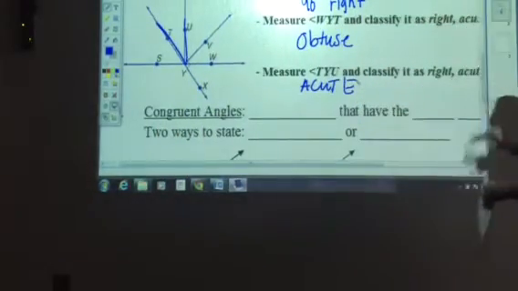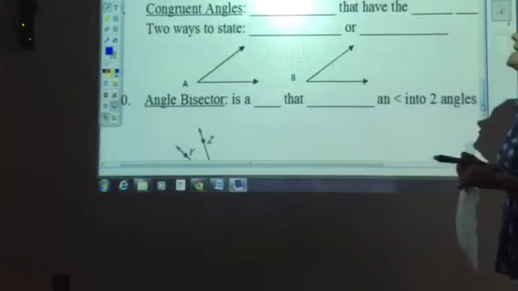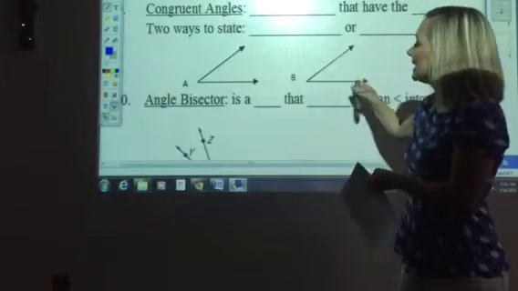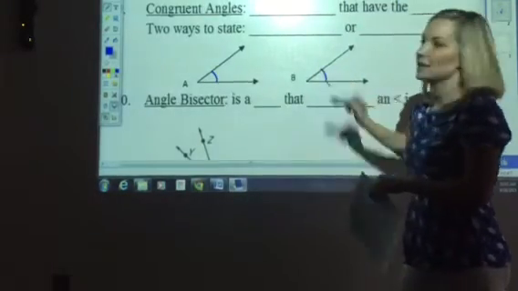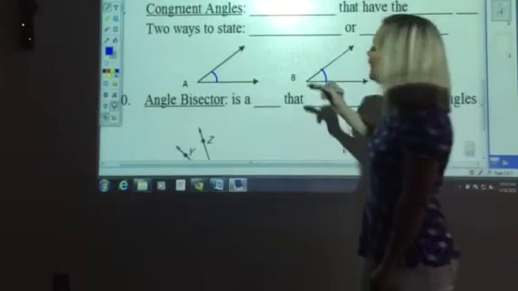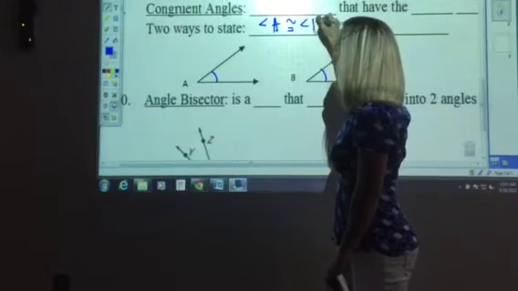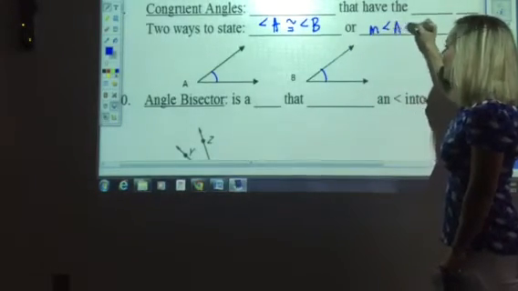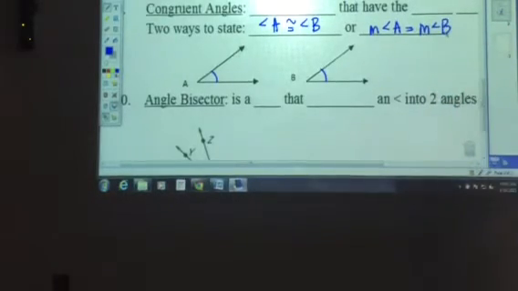Okay? All right, next we're going to talk about congruent angles. Two angles that have the same measure are said to be congruent. All right, so if I'm saying these two are congruent, they're going to have these little arc marks on them, and that tells you that they are congruent. I can either say angle A is congruent to angle B, or I can say the measure of angle A is equal to the measure of angle B, okay? Either statement would be true.